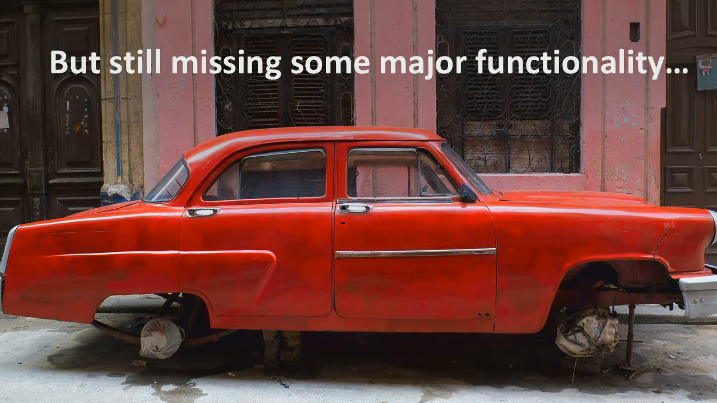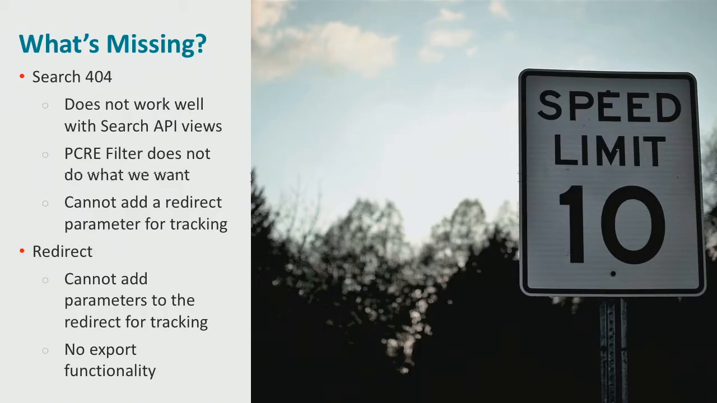So what exactly is missing, other than the lovely tires on this car? What's missing is the Search 404. It says it works with the Search API, but we found it doesn't work very well. It does work with the Drupal core search very well, just because of the way that the URL is formed. A Drupal core search is going to do a URL with slashes in between your various search parameters, because it could be search, and then slash your keyword.